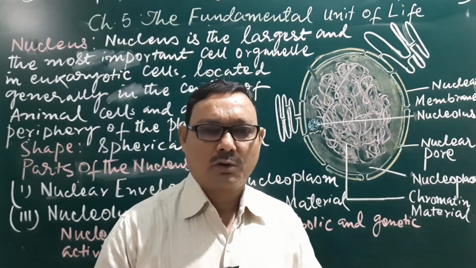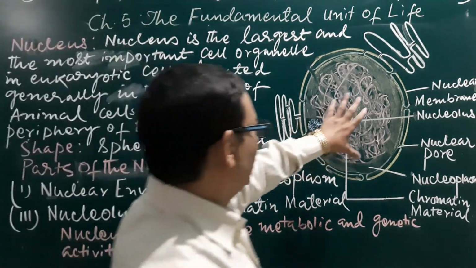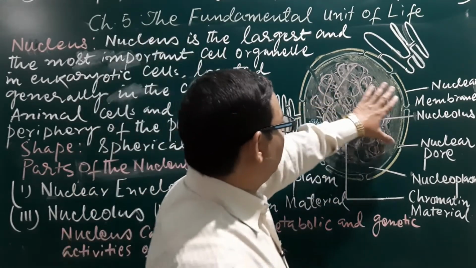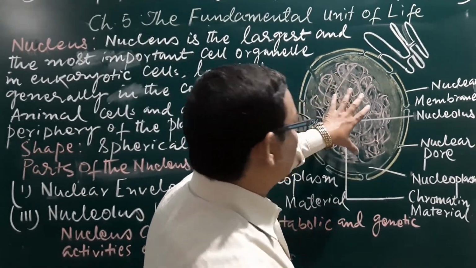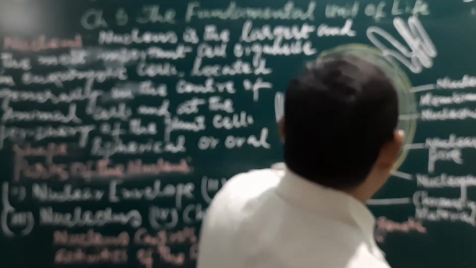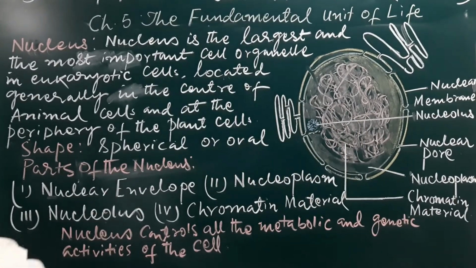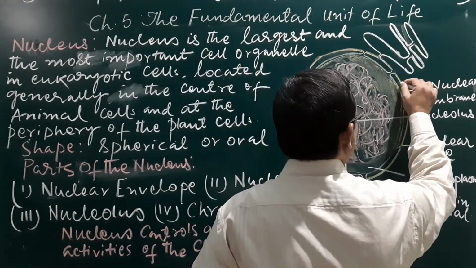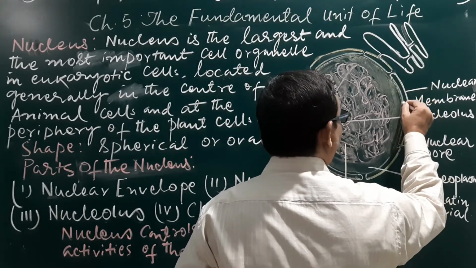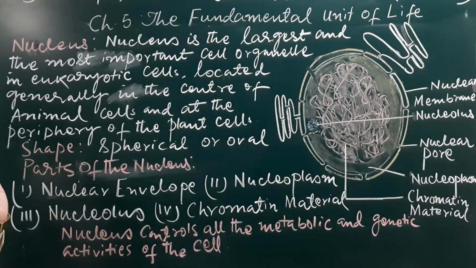Now, come to know about the nucleus. Let us see here a typical diagram of the nucleus. In this diagram, the structure of the nucleus, the nucleus is surrounded by a double membrane structure. You can see here, this is the double membrane structure. That means the nucleus is surrounded by a double membrane structure.